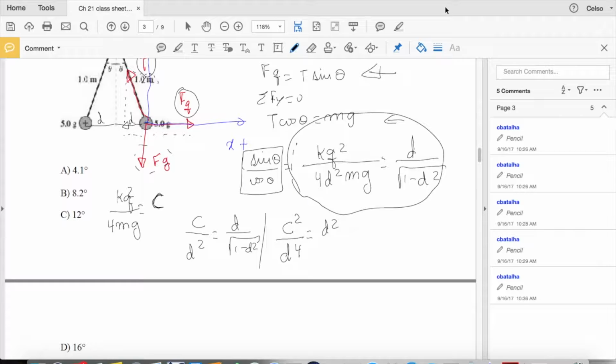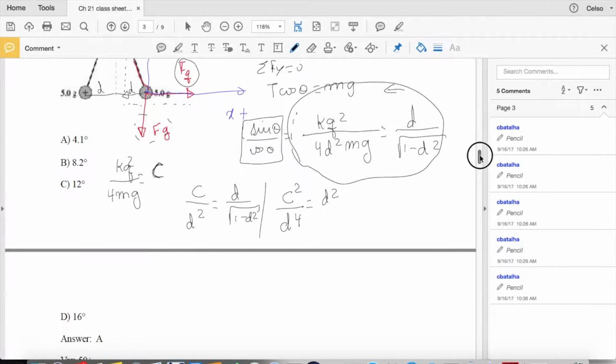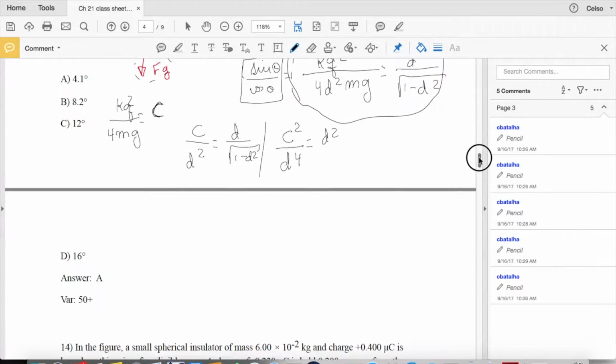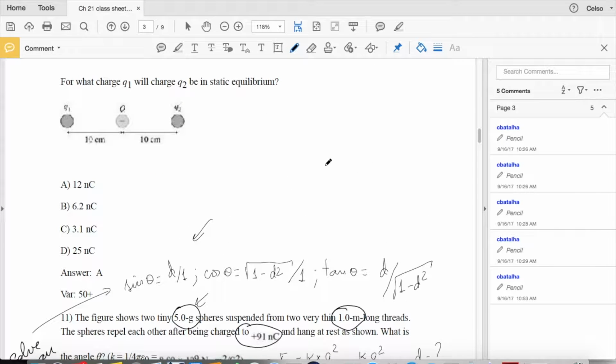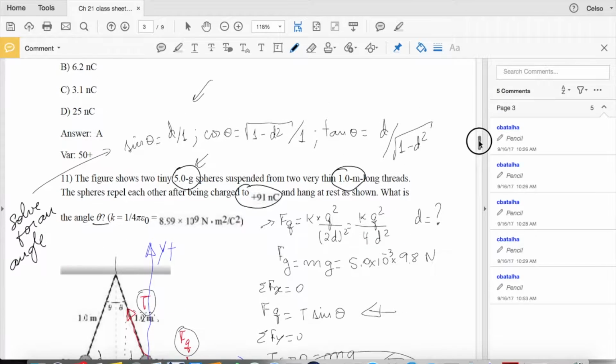Sorry, I'm back. I keep being interrupted. But anyway, we got to this equation, and now I have to solve it. Then you find d, and once you find d, you can find your sine and then your angle.